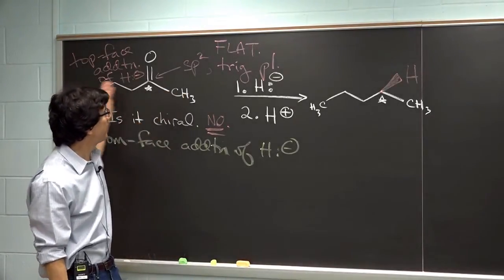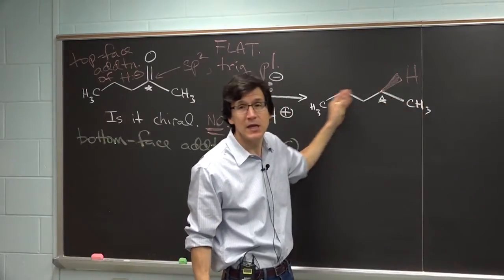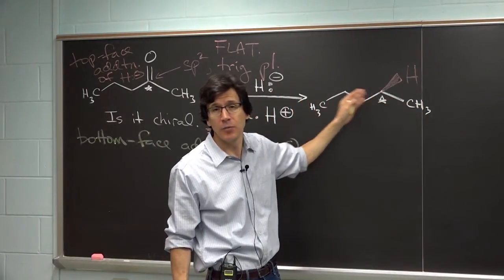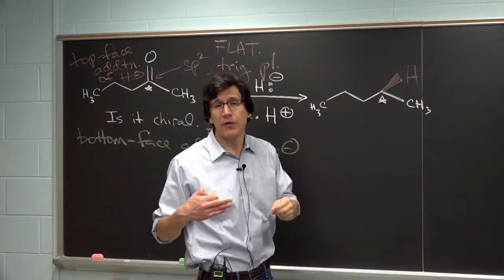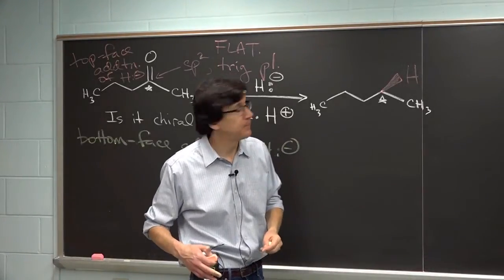Here's a problem-solving hint for you. In these problems, it's easiest just to keep the main carbon chain oriented right in the plane of the board, and then have the groups off of the main carbon chain be on wedges and dashes.